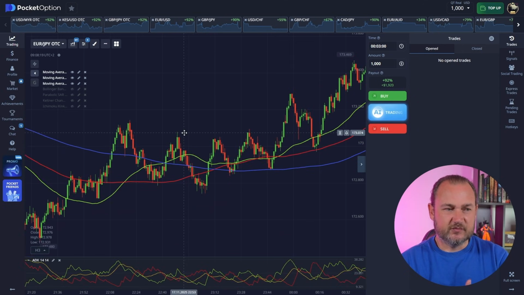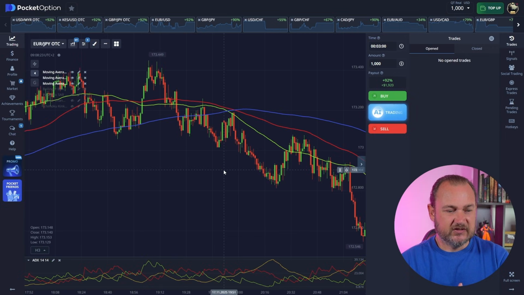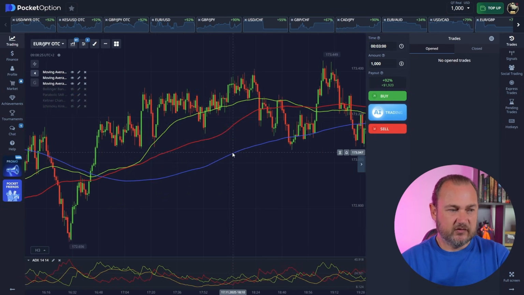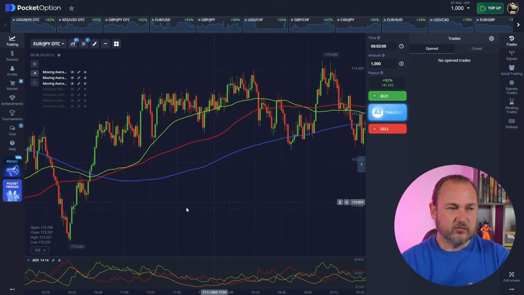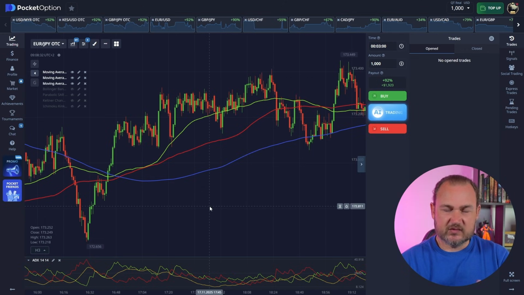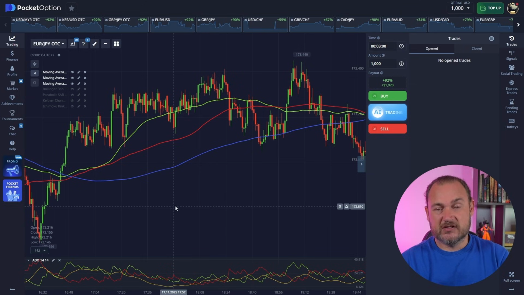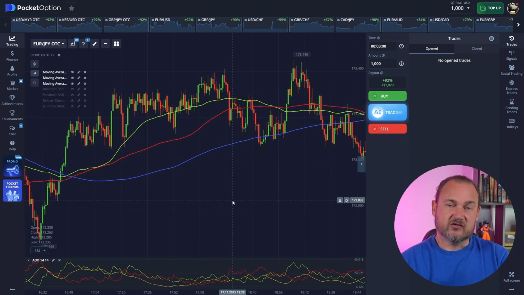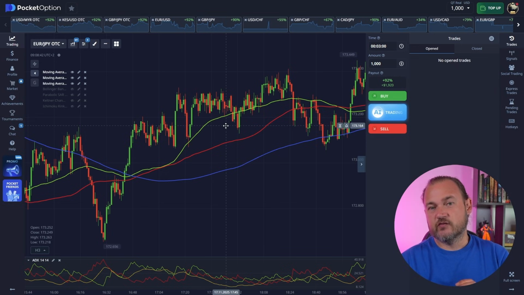And you will find opportunities like this throughout the day. When price is moving downwards, we can look for sell opportunities on DI plus spikes, and when price is moving upwards, we can look for buy opportunities on DI minus spikes.